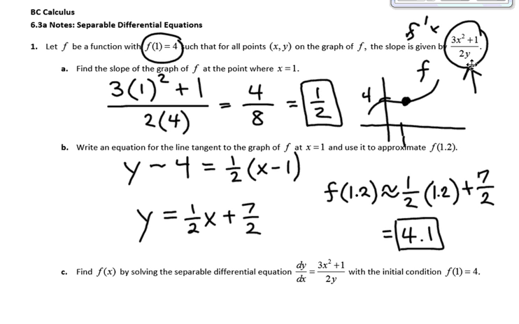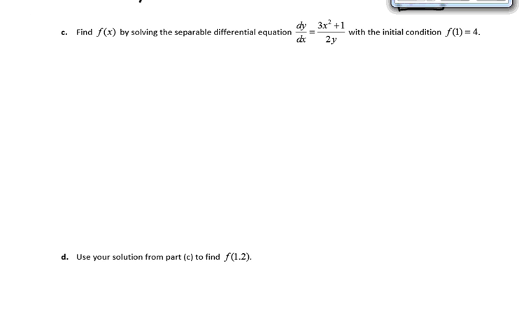So what they're saying is, if I draw the tangent line of f, let's just pretend it looks like that, at that point, now what would 1.2 be? So that point right there, what would that be on the line? Okay, so that's what you're doing. You're just estimating a value for that.